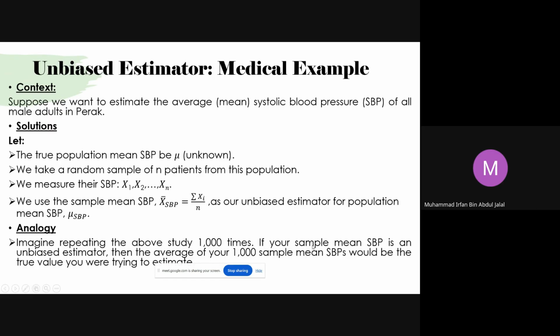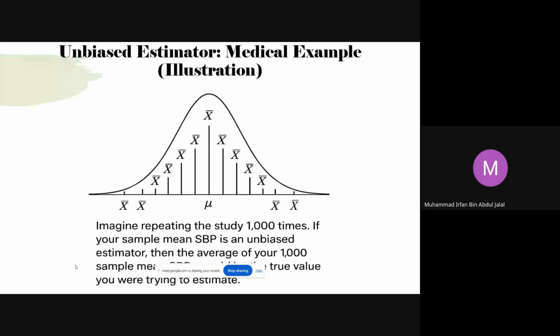If the sample mean of the systolic blood pressure is an unbiased estimator for the population mean, then the average, or the expectation, of these 1,000 sample means will be the true value of the population systolic blood pressure that we are trying to estimate. So that's the basic idea, as an example.